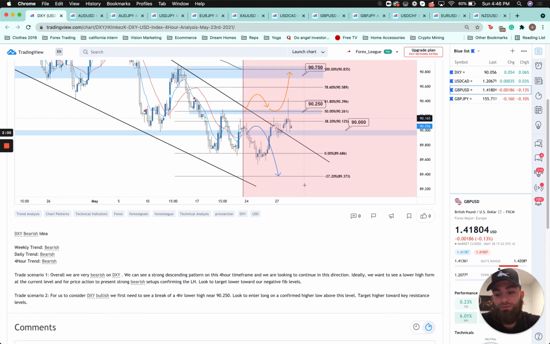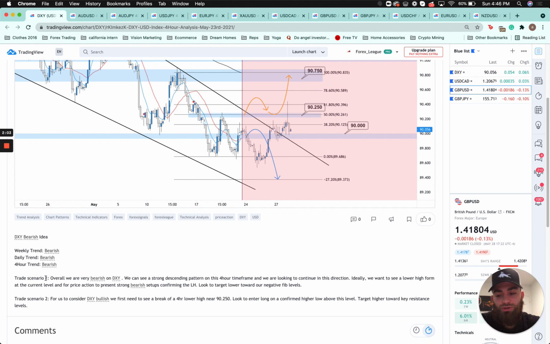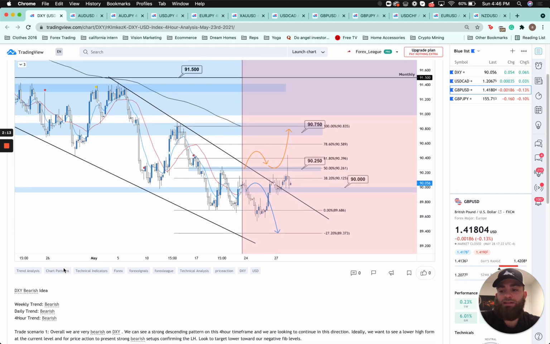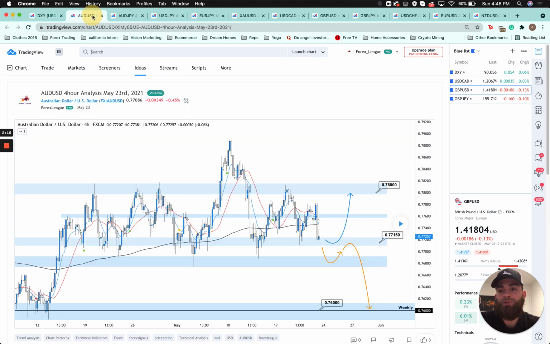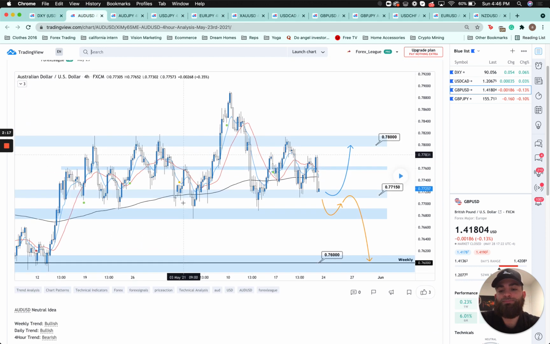this level now. So we had the two trade scenarios explained out right here for you guys, and we had what the trend was on literally every single time frame. So if you had questions about this, you can come back to the analysis post, and you can read through. Let's go next to AUD USD.